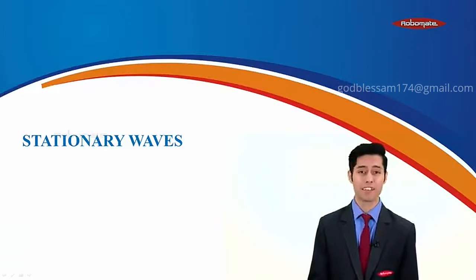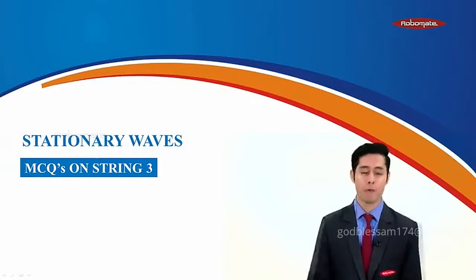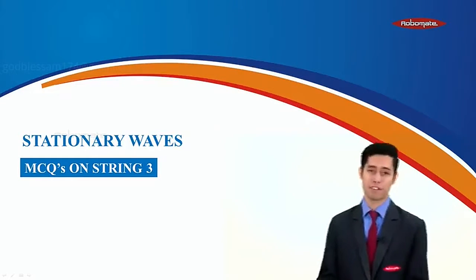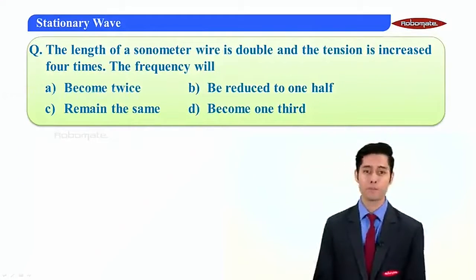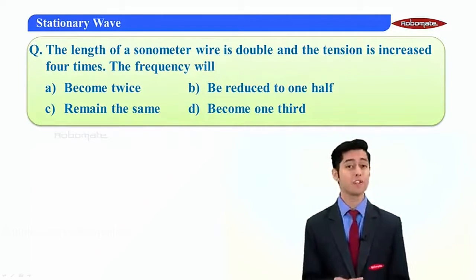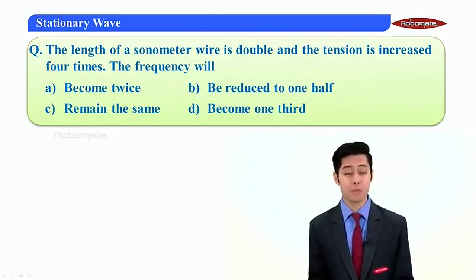The next module of stationary waves. In this module, we are going to study the last module of concept of string and the MCQs which are based on it. So to understand this module, let us go ahead to the very first problem which is given to us. The problem says the length of the sonometer wire is doubled and the tension is increased 4 times.